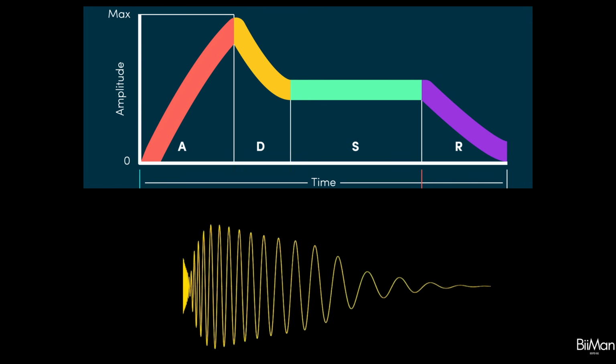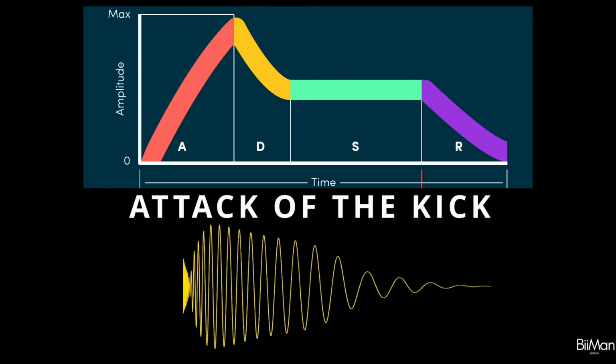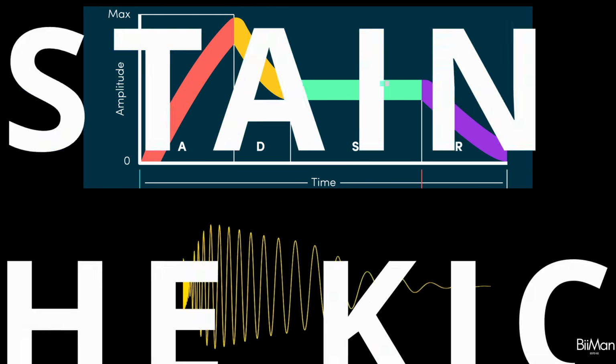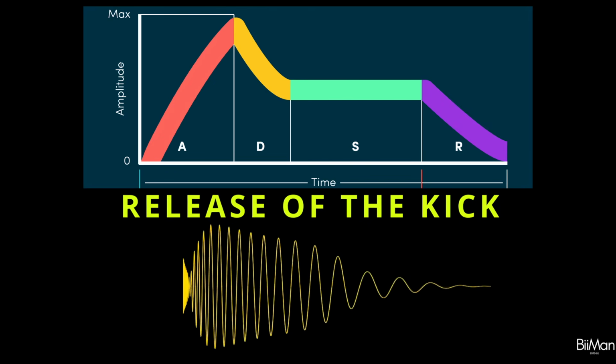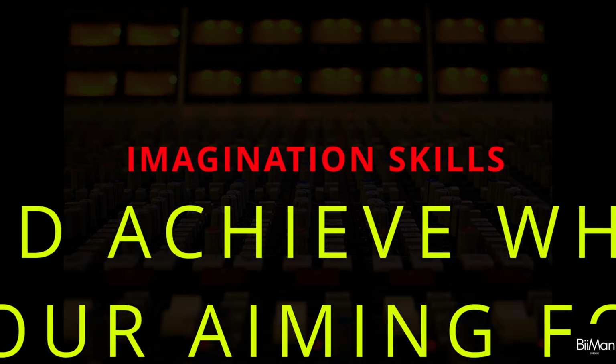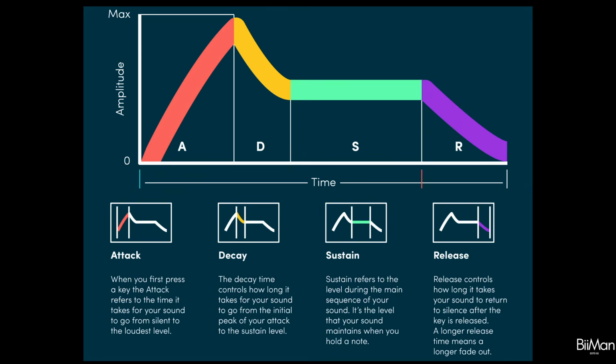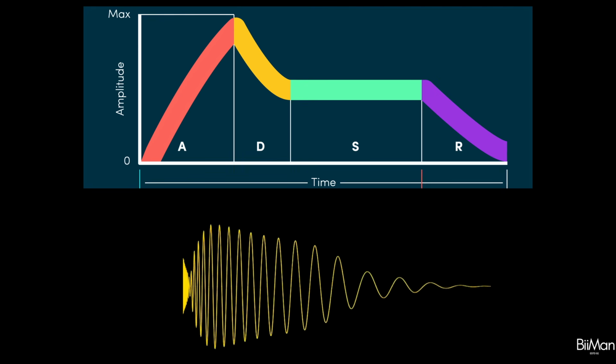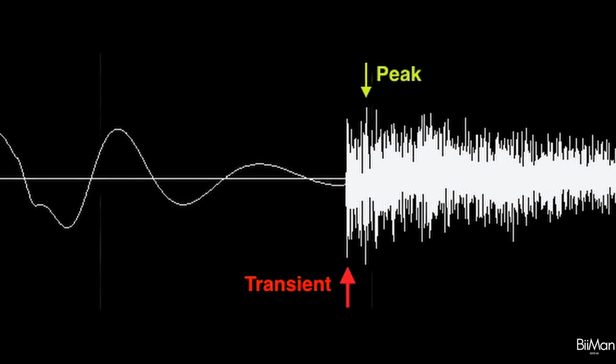Understanding how to shape the different sections in a sound is one of the major elements of sound design. With a kick drum, for example, you can set up a compressor to target either the attack of the kick, the decay of the kick, the sustain of the kick, and or the release of the kick. I want you to employ your own imagination skills and achieve what you are aiming for. I don't know what your kick sounds like, and I don't know what it is you hope to design, so I can only tell you what makes up your kick and how to shape every section of it with a compressor to achieve your desired effect.